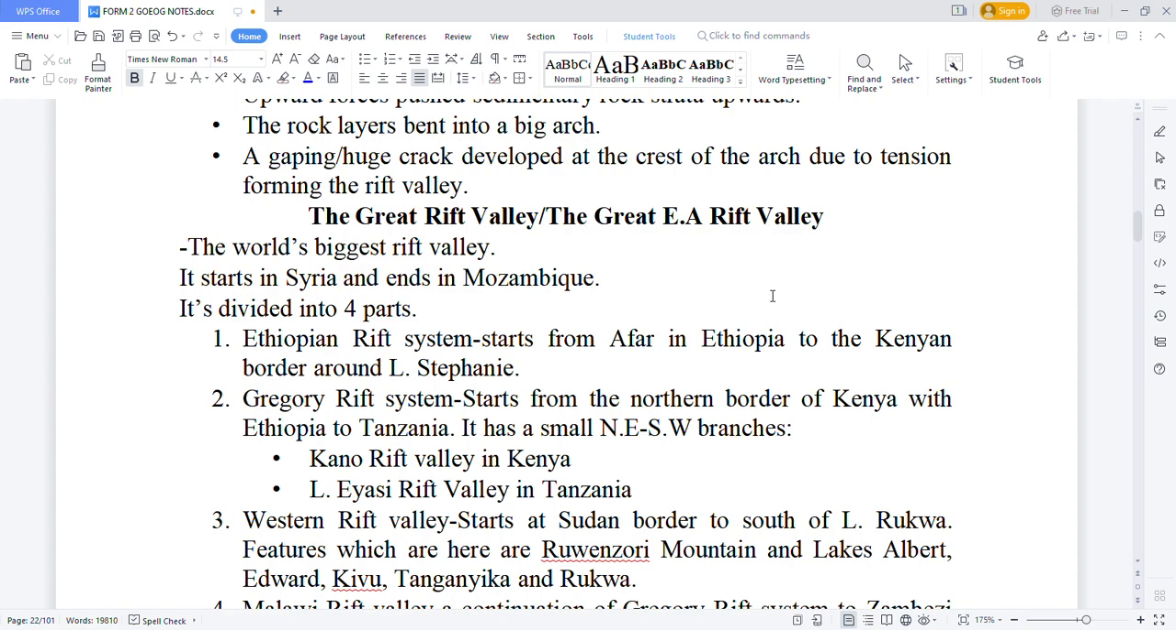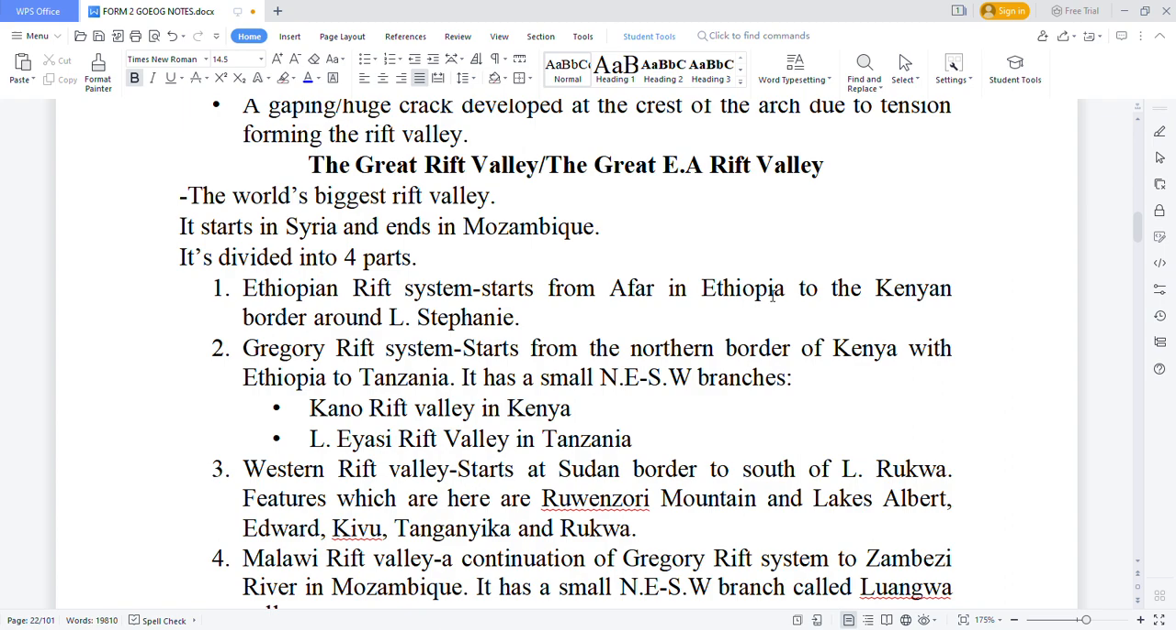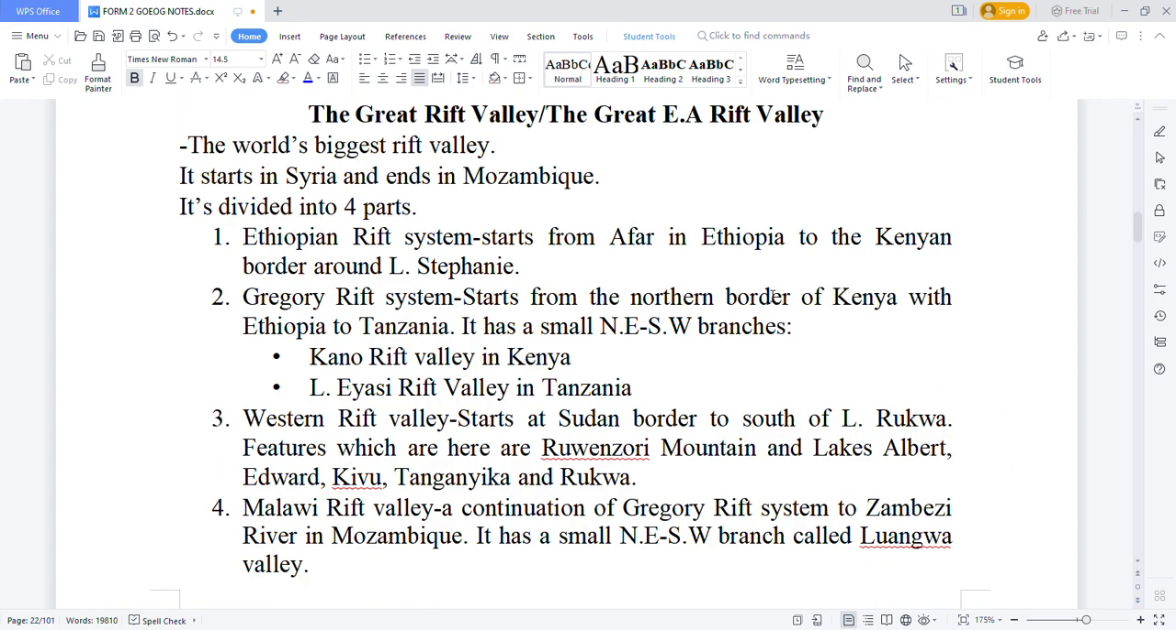So let's talk about the Great Rift Valley. It is the world's biggest rift valley. It starts in Syria and ends in Mozambique. It is divided into 4 parts. Number 1, the Ethiopian Rift System, starts from Afar in Ethiopia to the Kenyan border around Lake Stephanie.